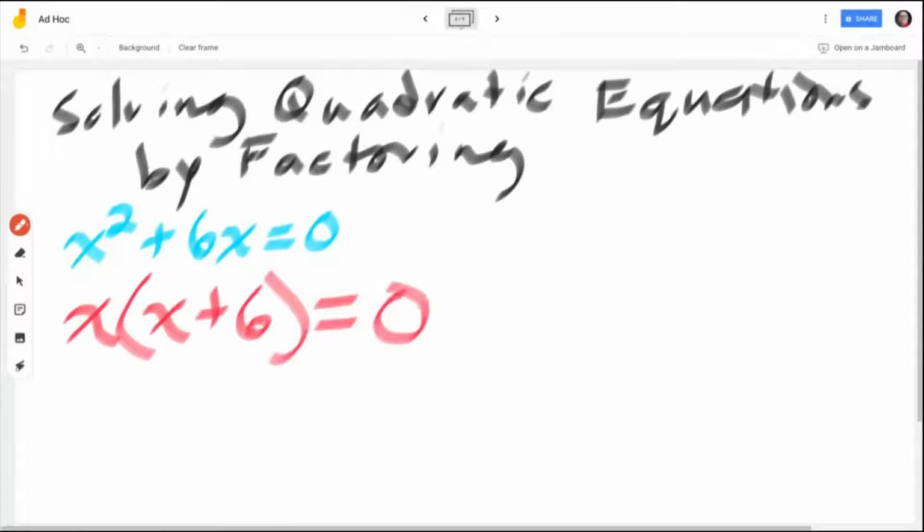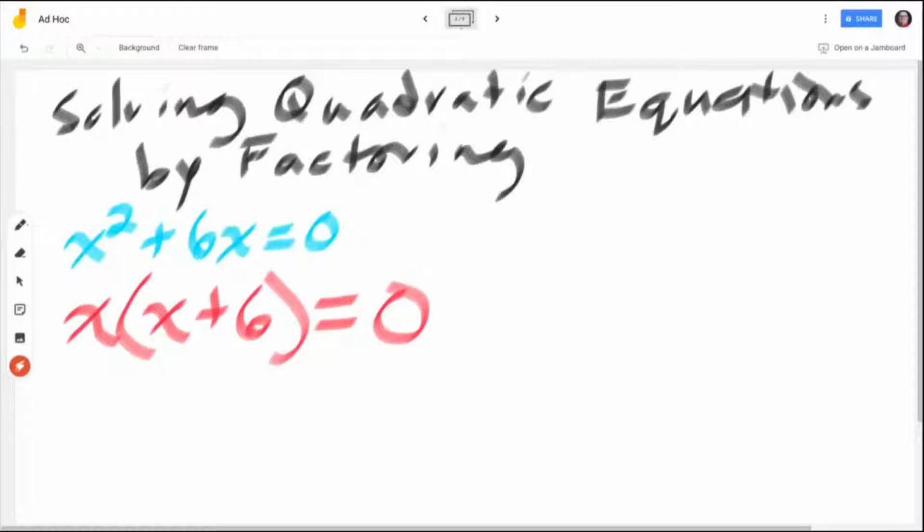Now, one of the things I didn't mention is before you start factoring, you want to make sure that one side is equal to 0. Because if you factor it without one side being equal to 0, you won't be able to apply the zero product property. So now what we have is x times x plus 6 is equal to 0.